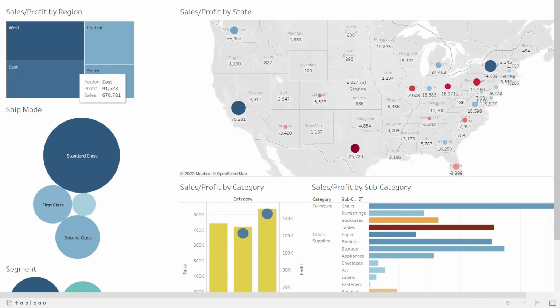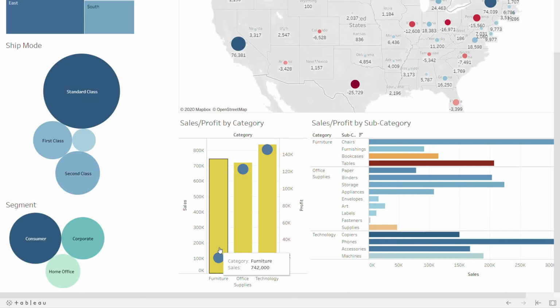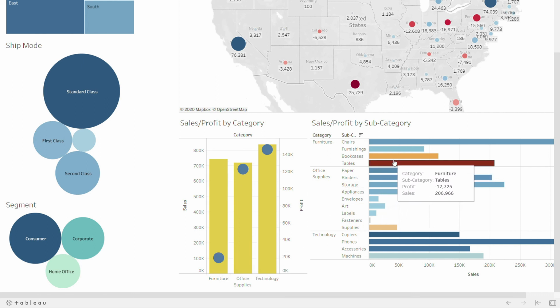So let's come back to the overall graphs now. We noticed that for all the regions combined, furniture was not earning us good profit. Rather, the two subcategories, tables and bookcases, were bearing loss. So we might stop selling those and only focus on chairs and other furnishings, which are earning good profit for us.